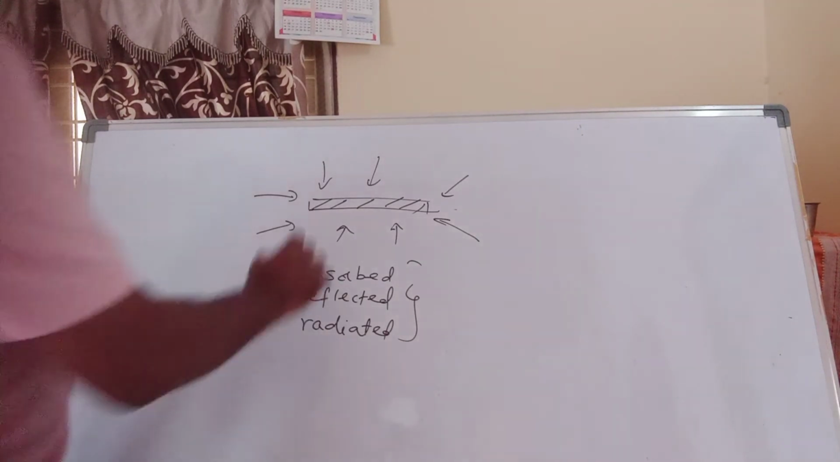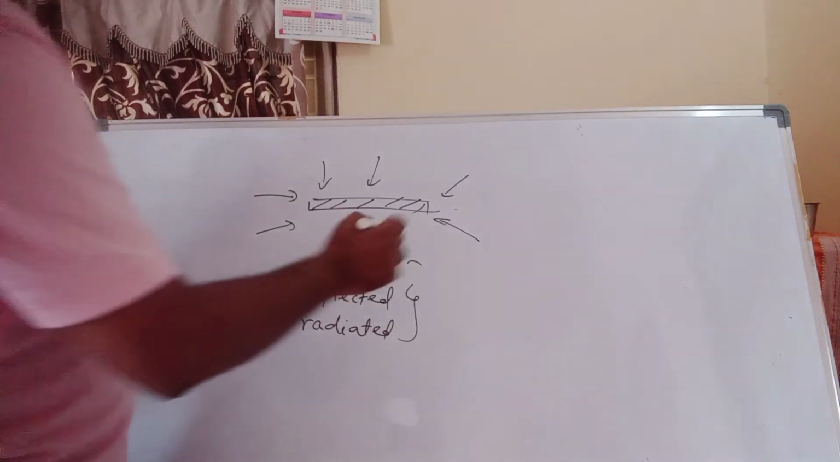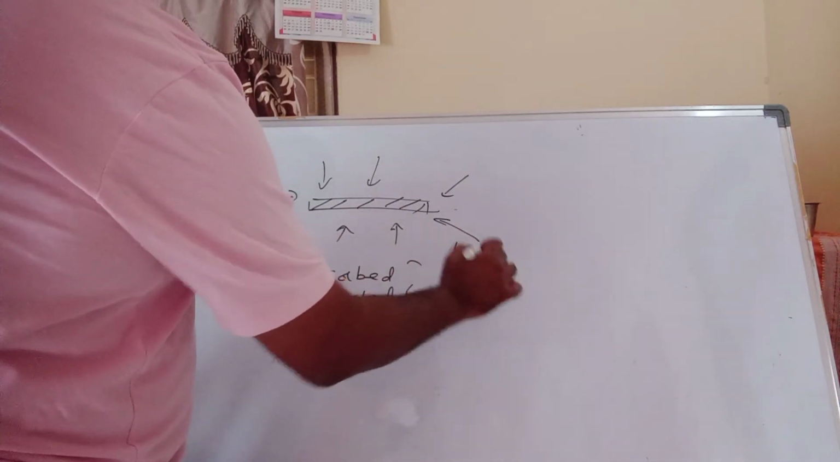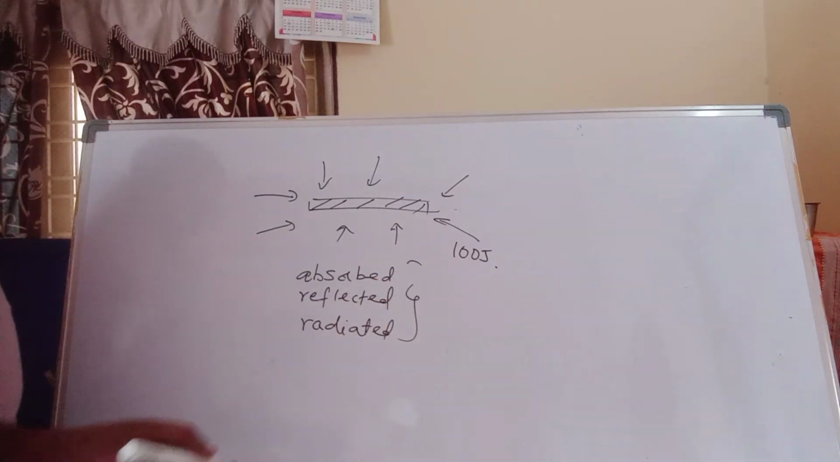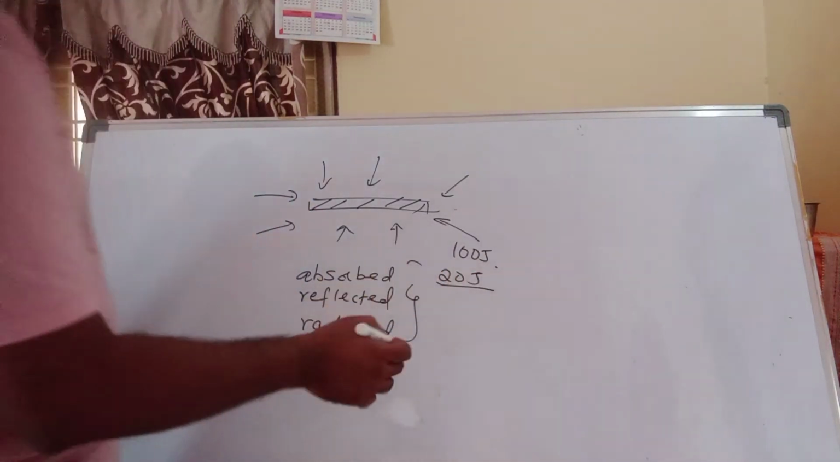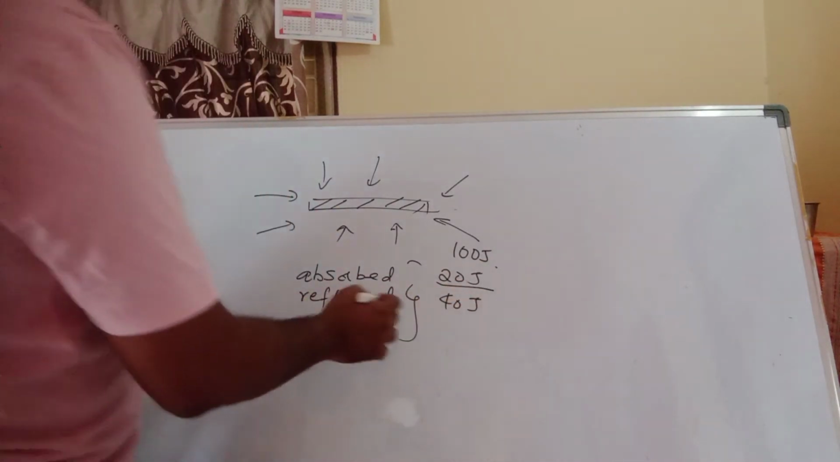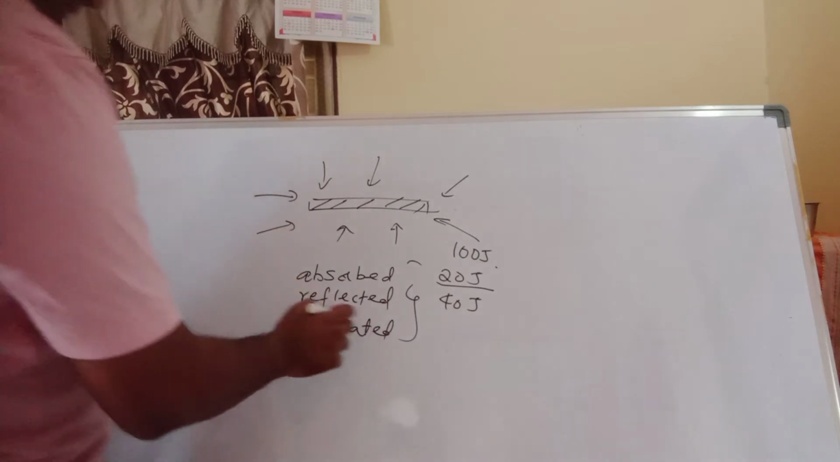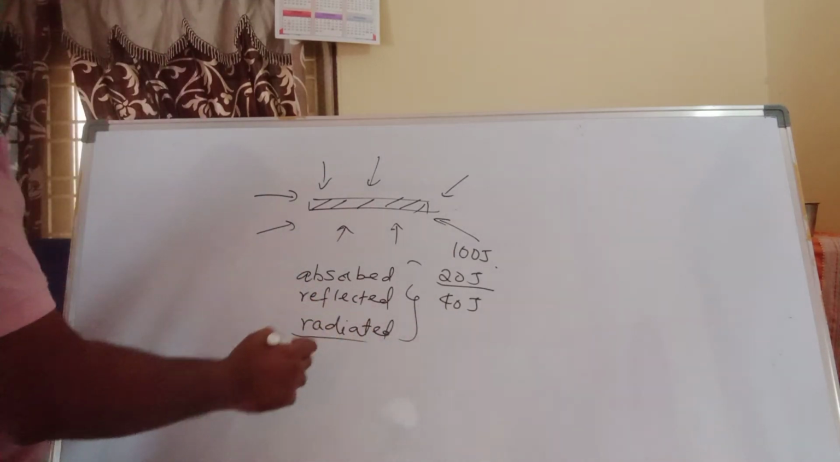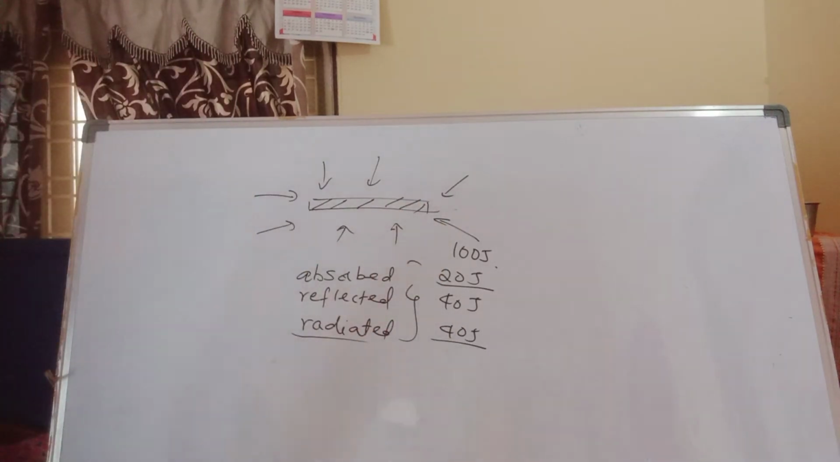What will happen? The temperature of the iron will increase, and some heat, let us say you have given 100 joules. I'm just giving a random example. 20 joules is used for absorption, 40 joules, let us say, for reflection, and this is transmission. So 40 joules is for, let us say, radiation purpose.